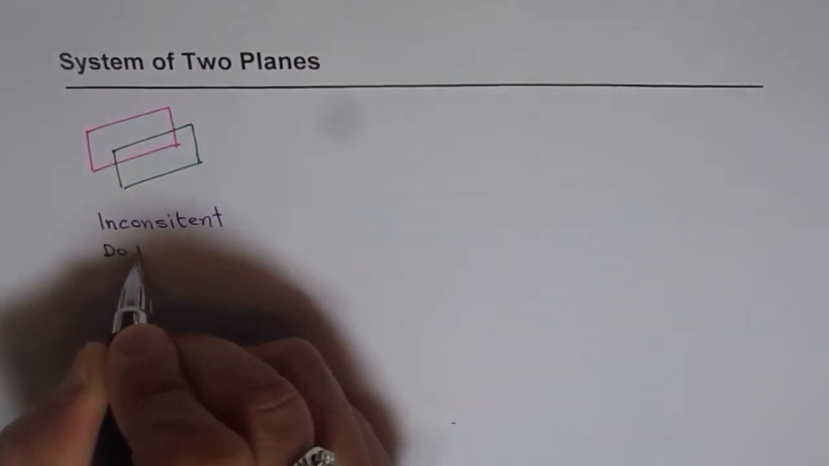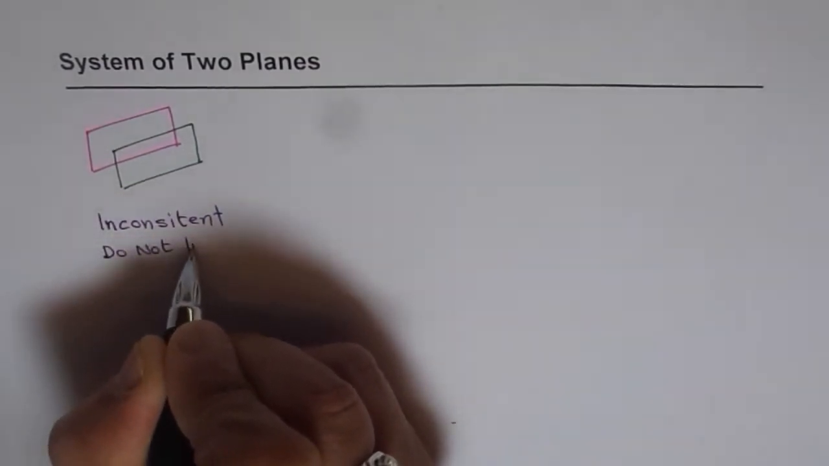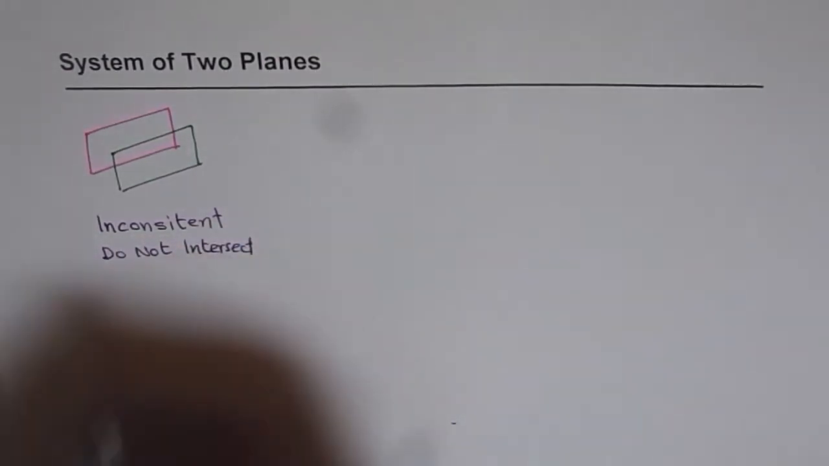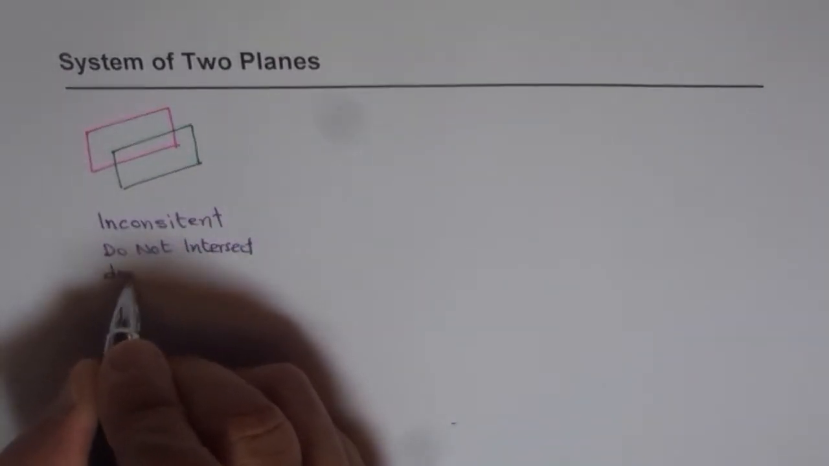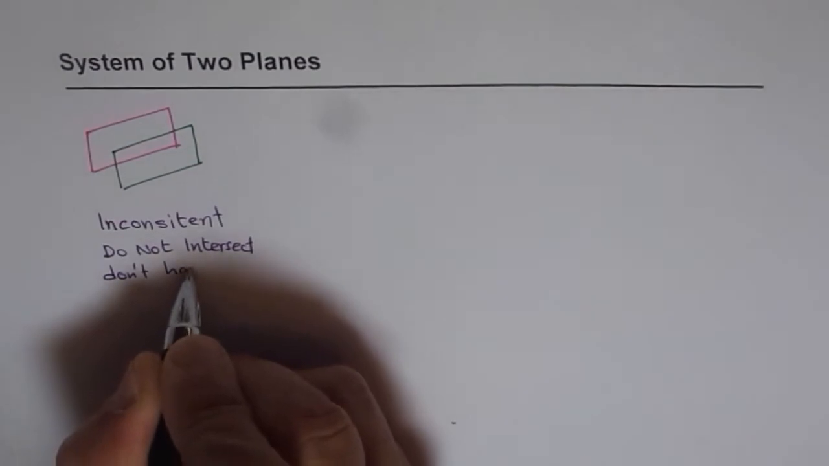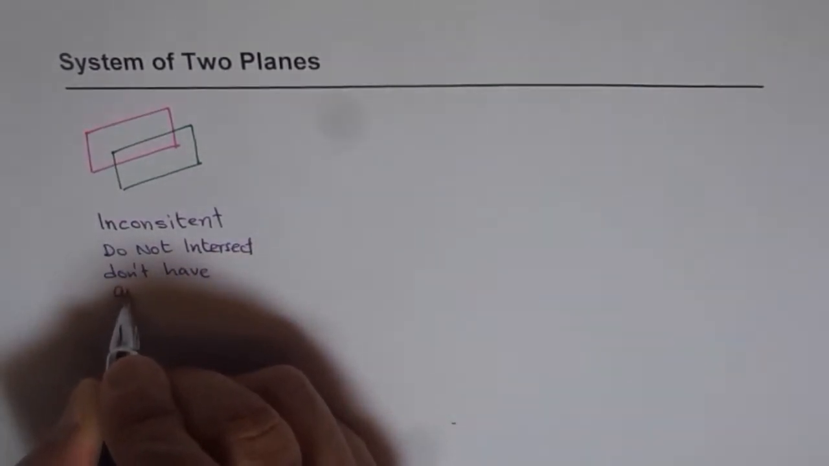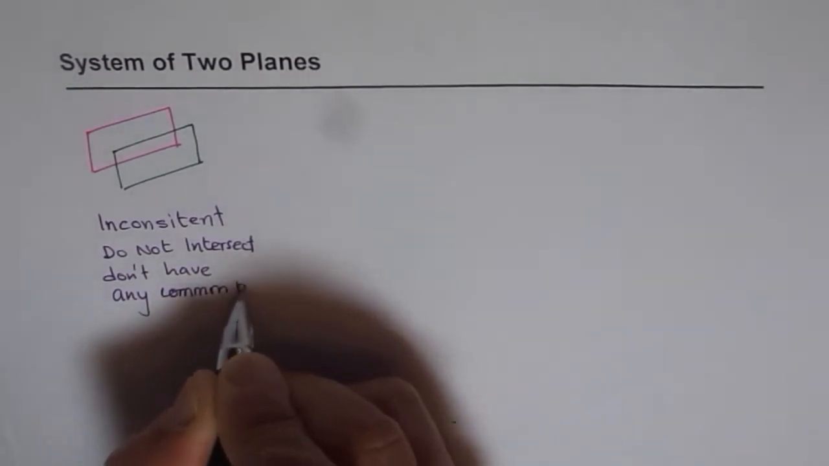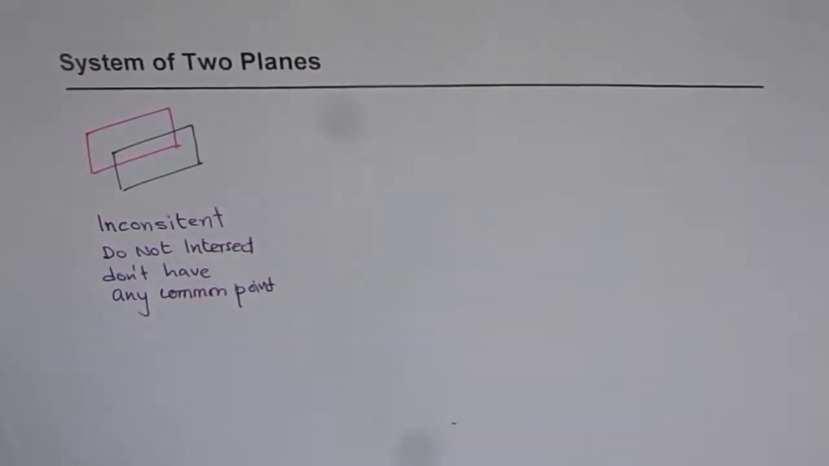They do not intersect. That means they don't have any common point, right? So that means they don't have any common point. That is what we mean when we say that the planes are parallel or they don't intersect.